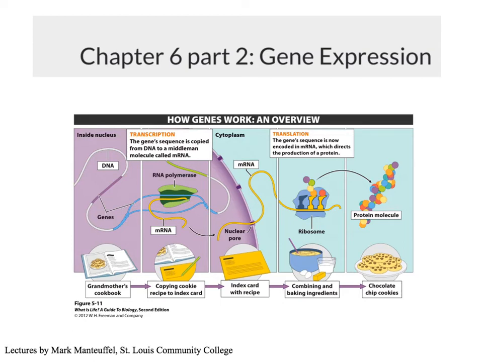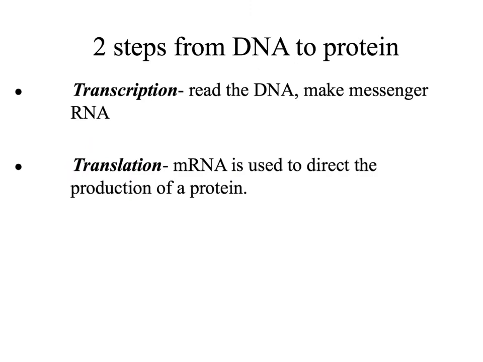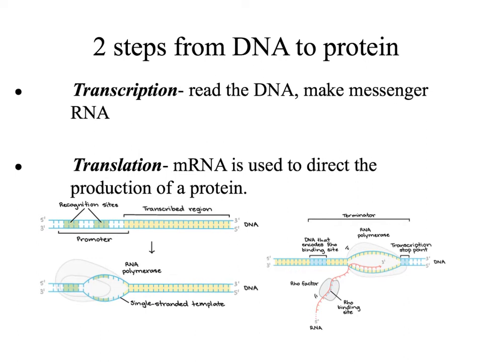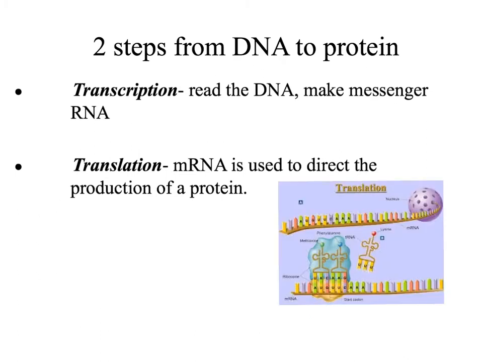This video will look at gene expression, the process of taking the genetic code and turning it into a functional protein. Gene expression is a two-step process. The first step is transcription. This is where the DNA is read and used to make a messenger RNA molecule. The second step is translation, when we use that mRNA molecule to direct the production of proteins.